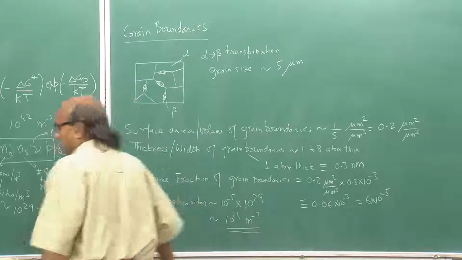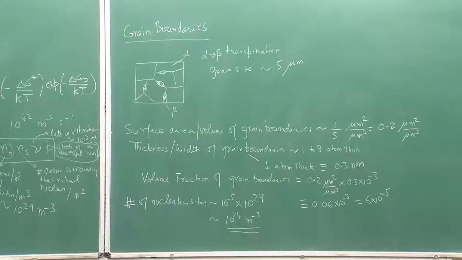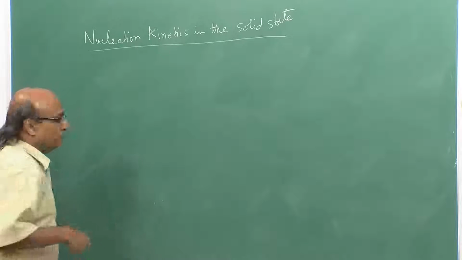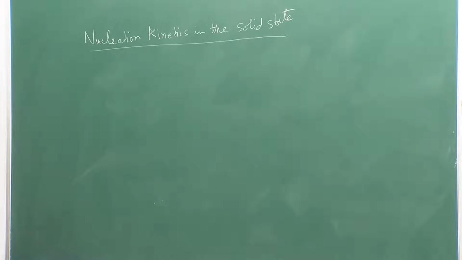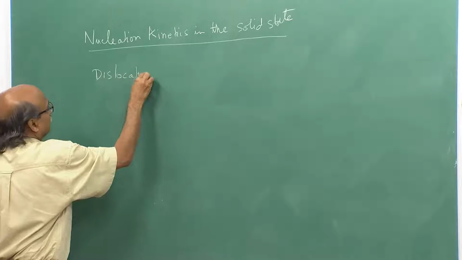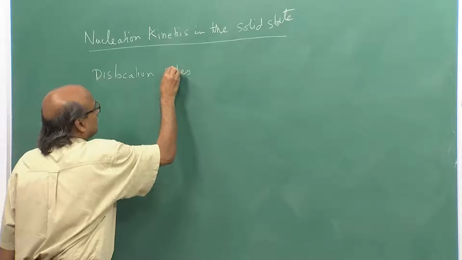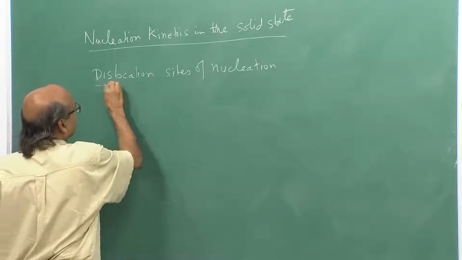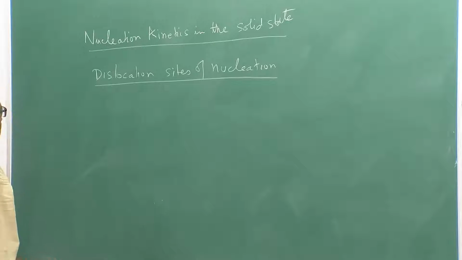Similarly, let me pick up one more site where nucleation takes place in solids, and which is on dislocations. So, let us try to see what kind of an estimate one would get where heterogeneous preferred nucleation would be on dislocations. So, dislocation sites of nucleation. Now, in this case, let us try again an order of magnitude estimate.